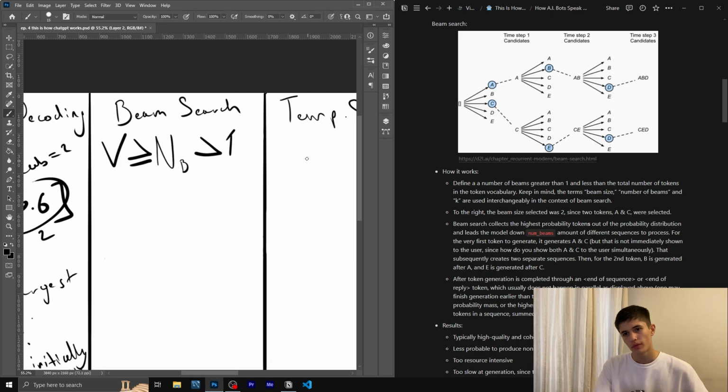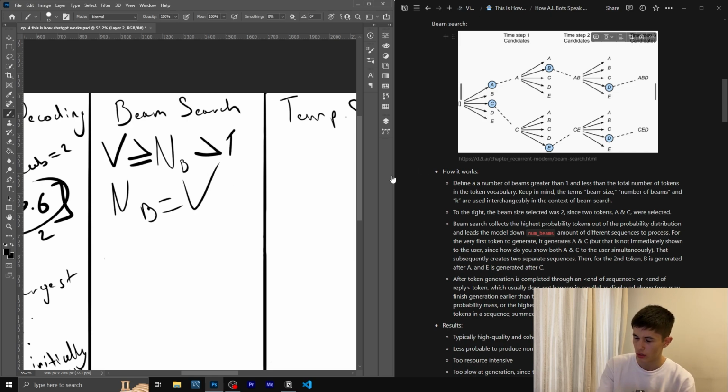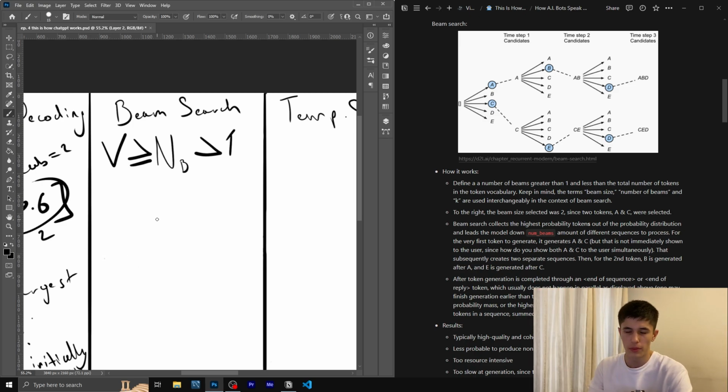Essentially, it's over 1, okay? And it cannot exceed V, because, as you can see in this image, it's selecting certain tokens out of the token vocabulary, and then it's going to keep branching off from those. And if NB equals V, then it's just going to select all and keep branching off and selecting all. But that's very, very difficult to do, especially with large context windows, so that's never done. NB may be 5 at best, but whatever.